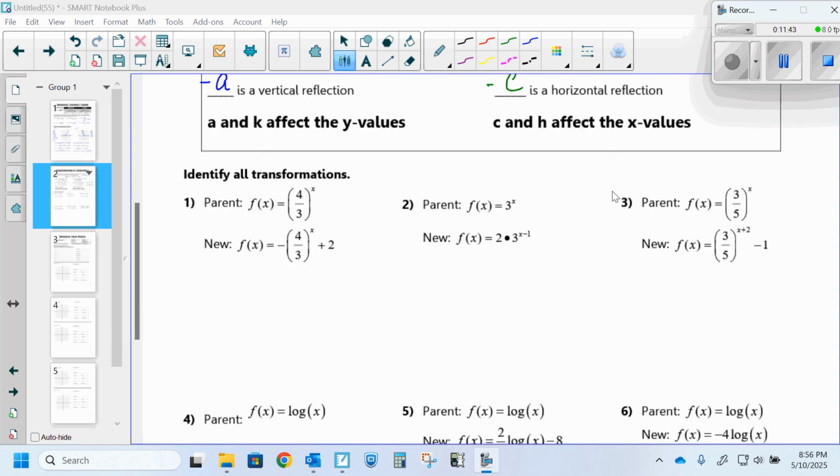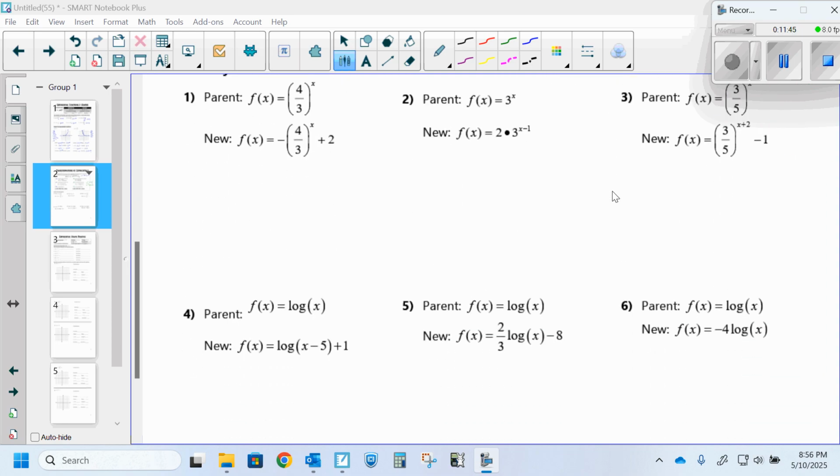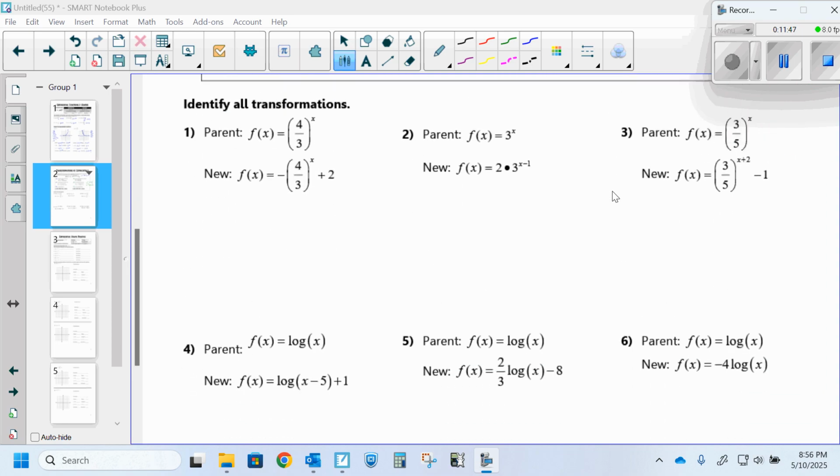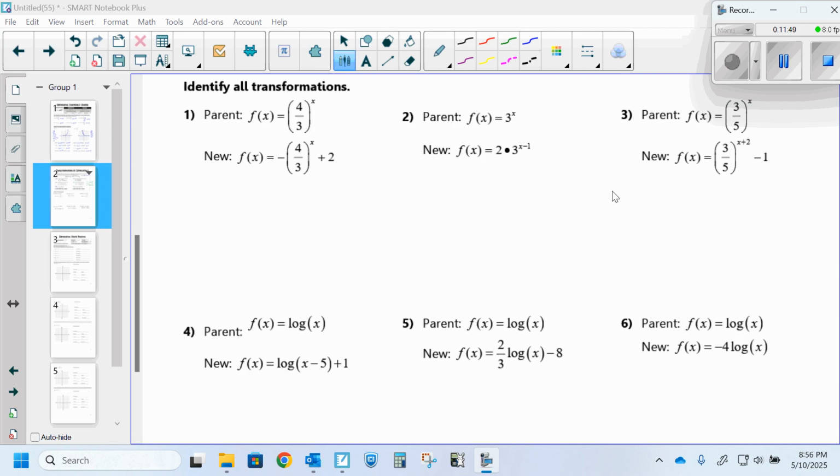Okay, so now we have 6 different parent functions here, and I want you to identify all the transformations. So the parent function is 4/3 to the x. So your base is 4/3. This is going to be a growth problem. And then looks like we have a vertical reflection. The negative's out in front. And it goes up 2. We have a vertical stretch of 2.